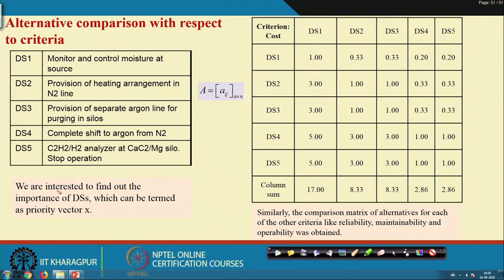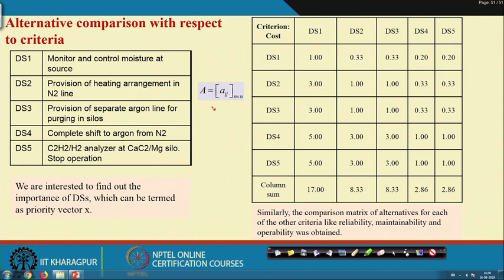So, what we are saying is that we are interested in finding out the importance of the DS, which can be termed the priority vector x. Now what will be our job? With reference to cost, what is the priority vector for the 5 design solutions? Here they are alternatives. That is basically our job. We want to find out x, which talks about how, in terms of cost, DS1 to DS5 are prioritized. Some scores you will get.